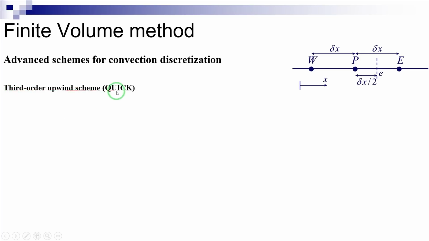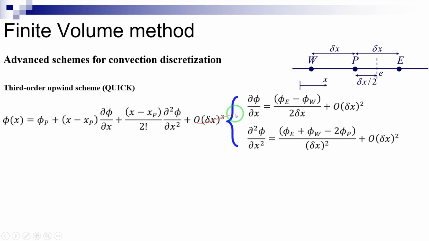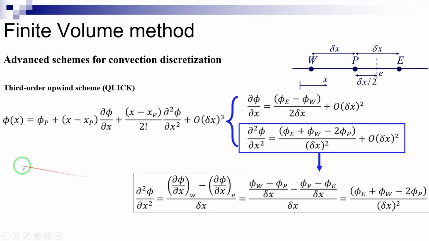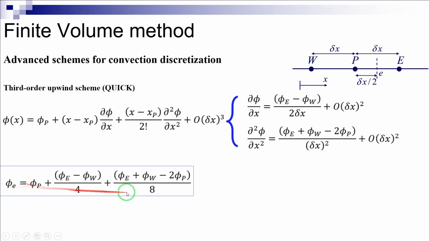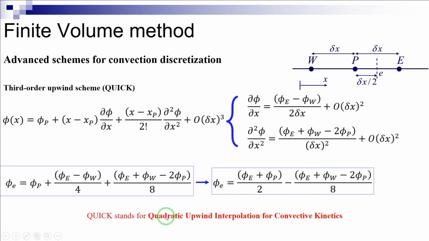Third order Upwind scheme, QUICK. By keeping the second order derivative of phi in the Taylor series expansion, the third order Upwind scheme can be obtained as shown here. The first order and second order derivatives in this equation can be calculated as presented here using the nodal values of phi. Note that the second order derivative is approximated as shown here. Therefore, the value of phi at the eastern face can be approximated as follows. This equation can be rearranged as follows. This is the third order Upwind scheme, which is also known as the QUICK scheme. QUICK stands for Quadratic Upwind Interpolation for Convective Kinematics.